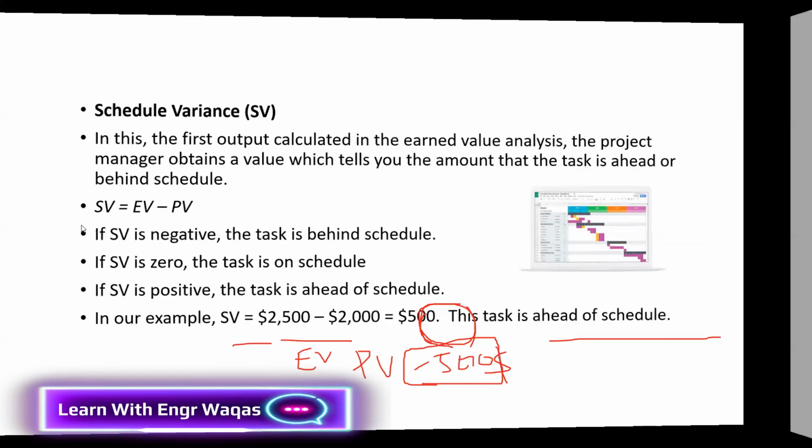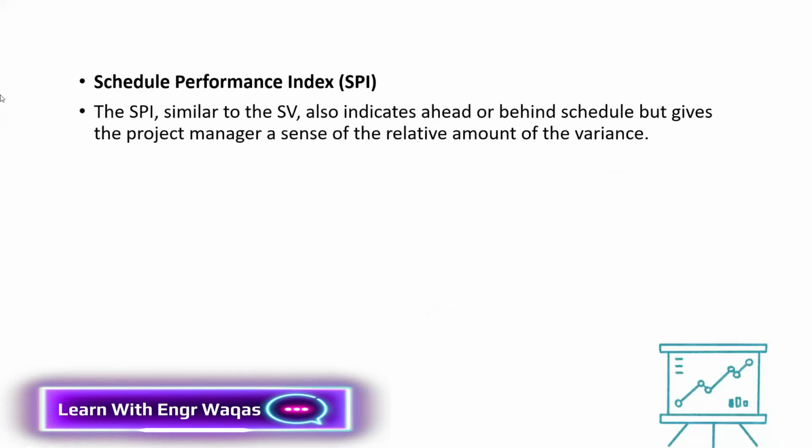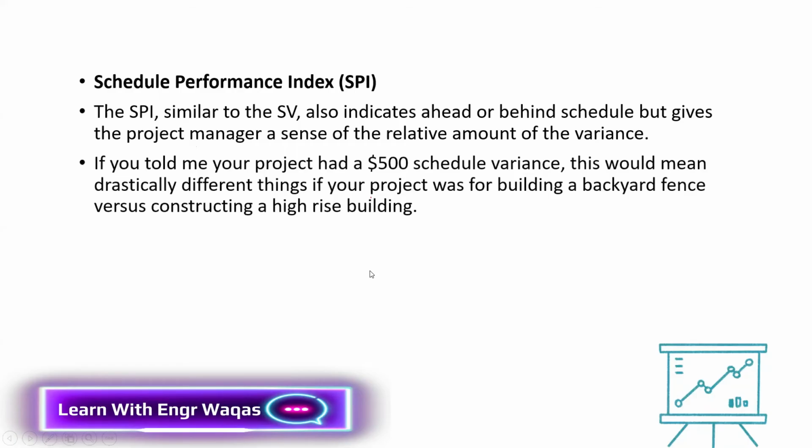So next, we are going to understand the schedule performance index. That's easy to understand. Both are time-oriented. The SPI, the schedule performance index, similar to the schedule variance, also indicates ahead or behind schedule, but gives the project manager a sense of the relative amount of the variance. It is going to give you another thing. So if you told me your project had a $500 schedule variance, this would mean drastically different things depending on the size of your project, say building a backyard fence. Don't worry, I will explain.